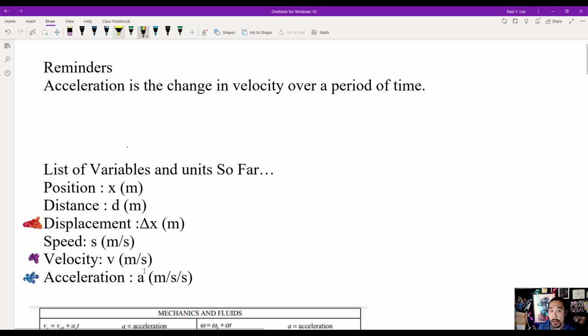What I'm going to do next is highlight the variables that will show up on our formula sheet. The first one is position. Then we have a combination of displacement, we have velocity, and we have acceleration. You'll notice that the scalar versions of those variables will not be ones that we focus on.